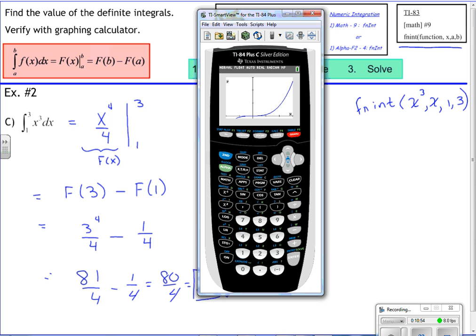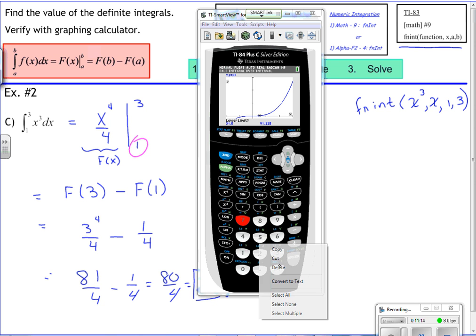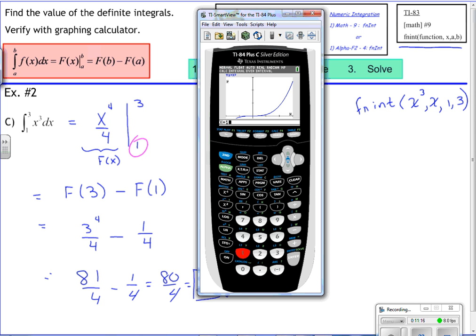Now, if you go to second and calculate, you're going to find an integral calculation there, option 7. And then notice what it's asking us on the bottom of here. It's asking us for the lower limit. My lower limit was 1, so I'm going to key in a 1. Okay, so I key in 1, hit enter.